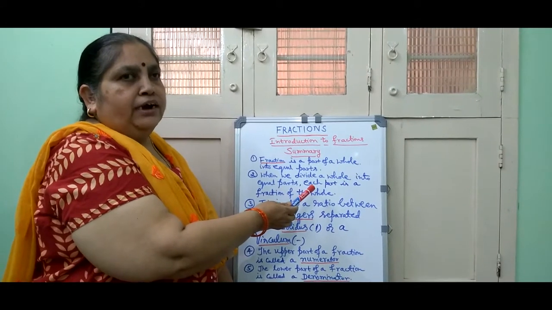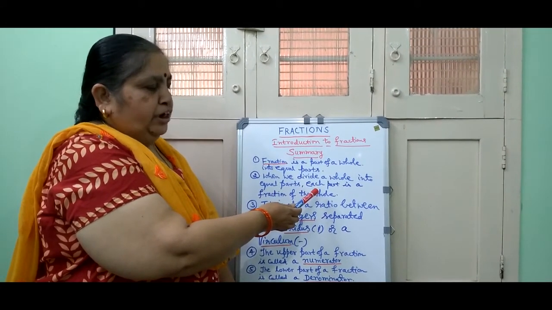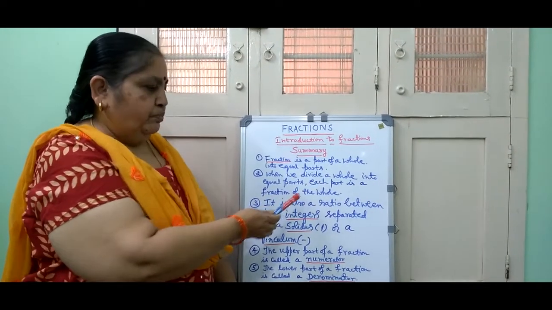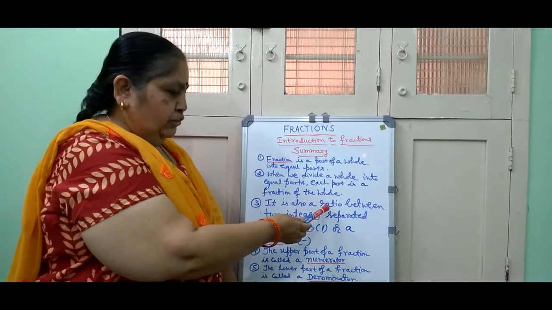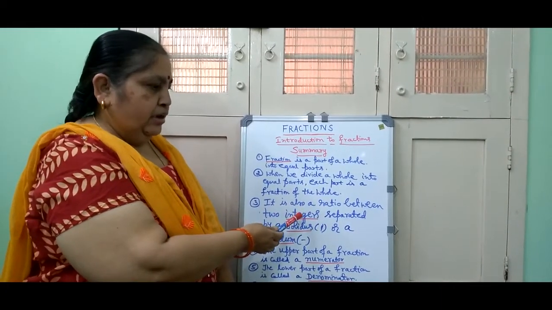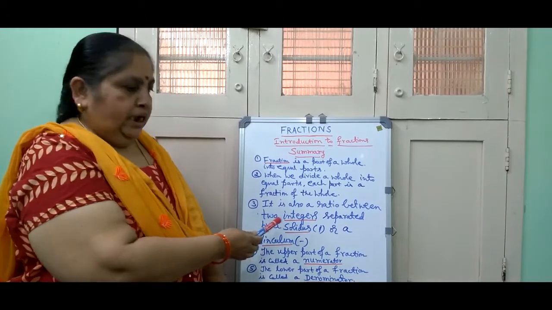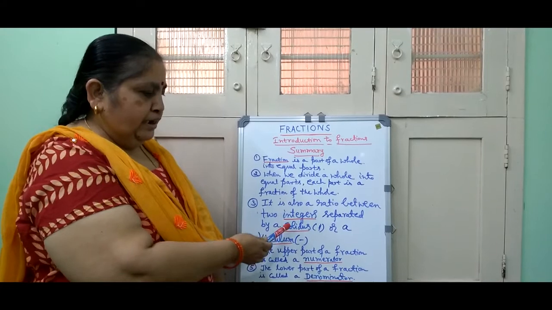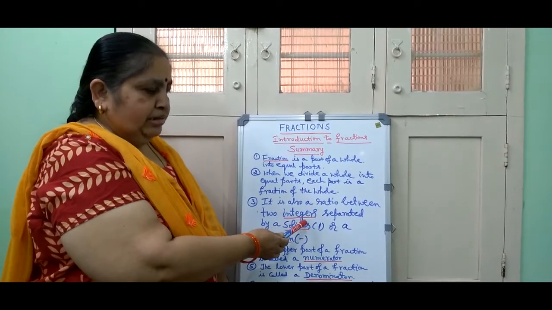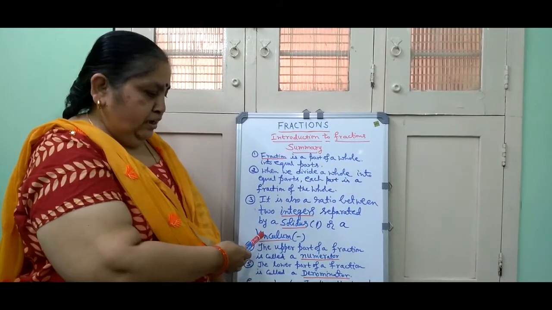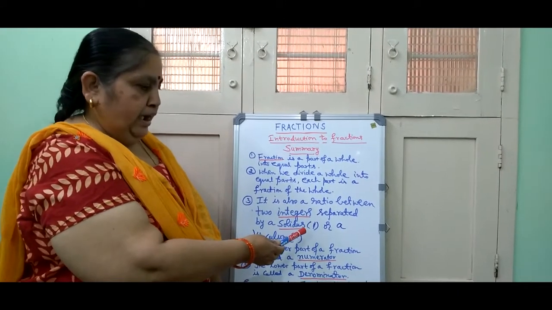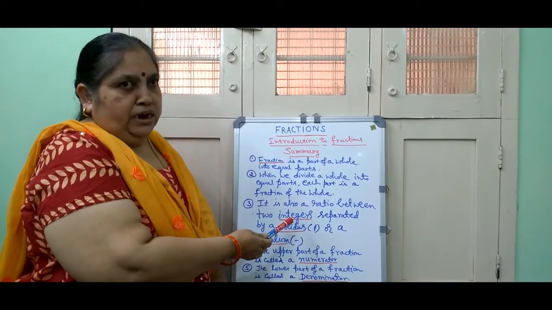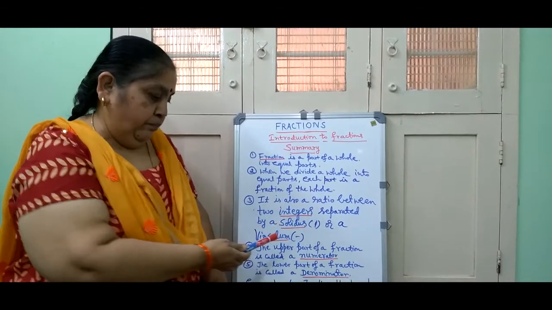I have mentioned earlier, whole means an object. It may be any object or any geometrical shapes, geometrical figures, etc. It is also a ratio between two integers separated by a solidus or a vinculum. I have mentioned earlier, solidus means a slash, and vinculum means a horizontal line, and integers may be any whole numbers, negative or positive.